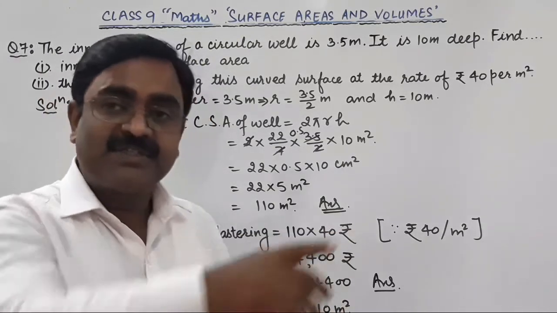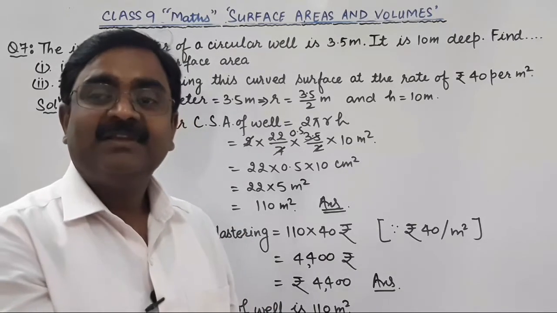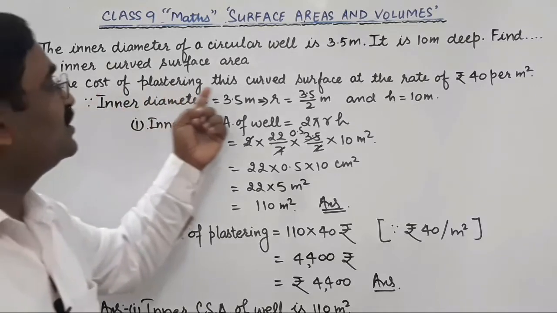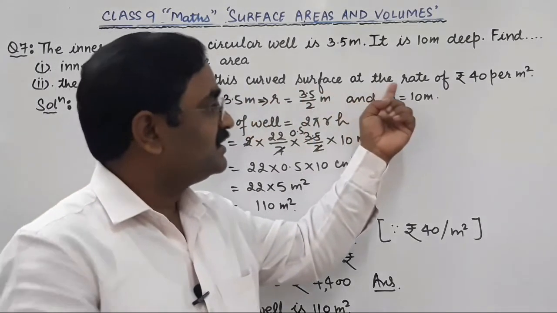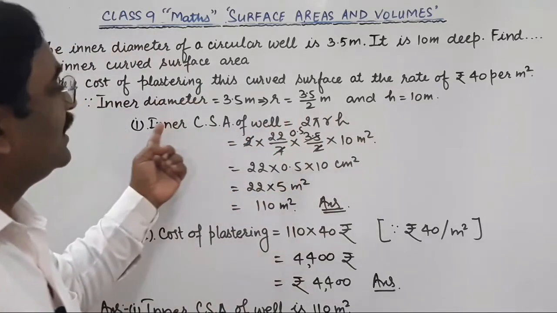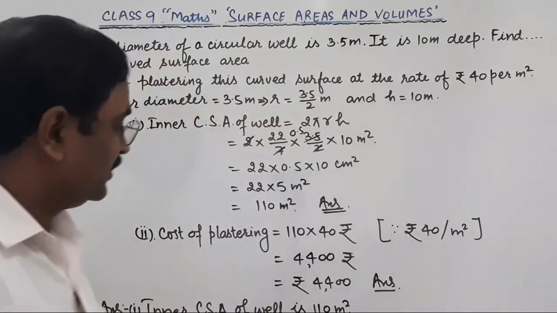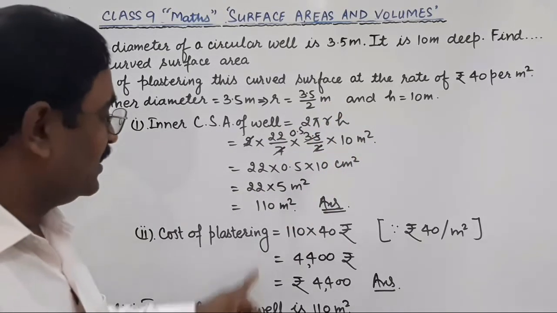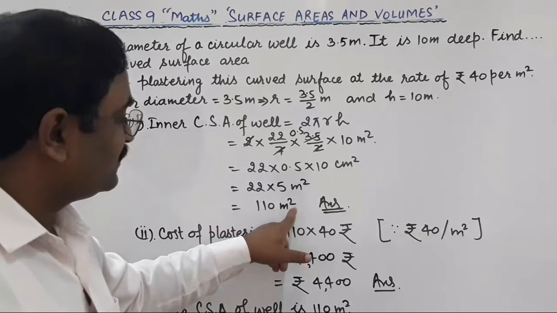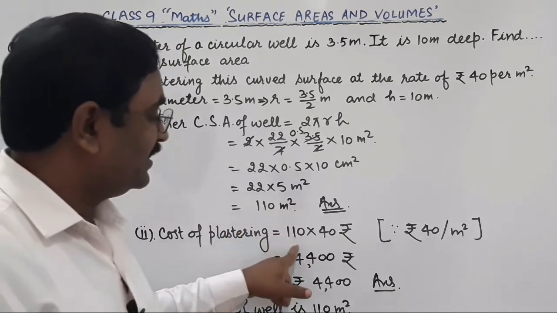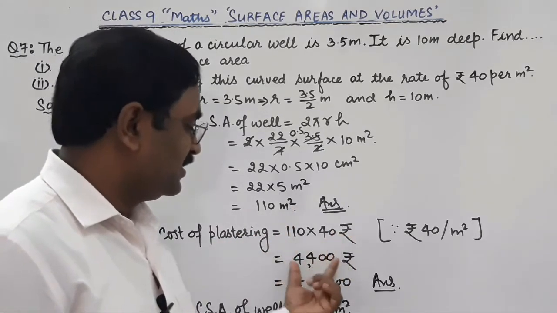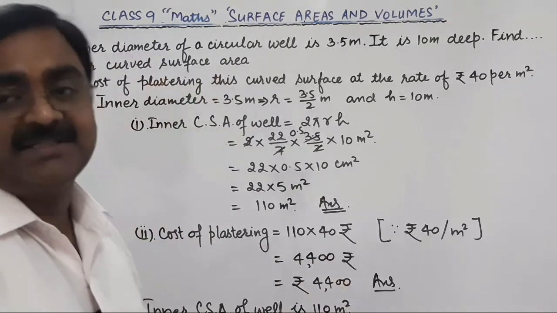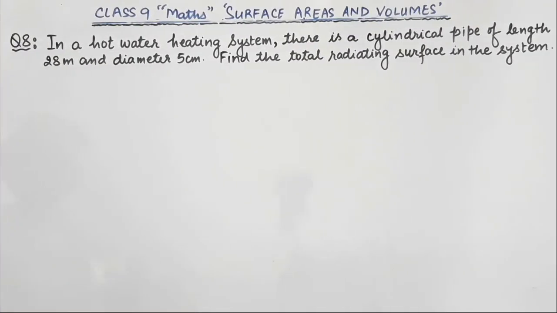Now this inner curved surface area is going to be plastered. So the question is asking to find the cost of plastering this inner surface area at the rate of rupees 40 per meter square. Since the rate of plastering is rupees 40 per meter square, what is the total cost of plastering this 110 meter square? That is 110 multiplied by 40 rupees, which gives 4,400 rupees as the total cost of plastering it. Right?